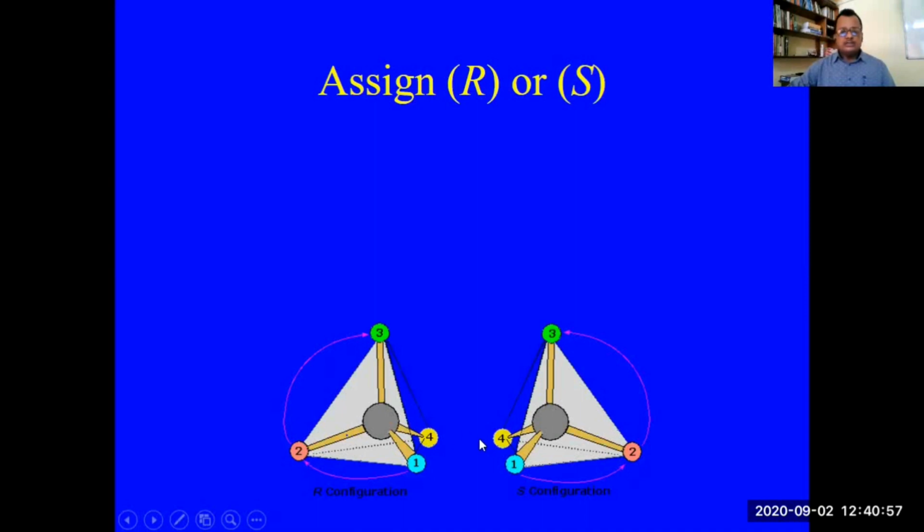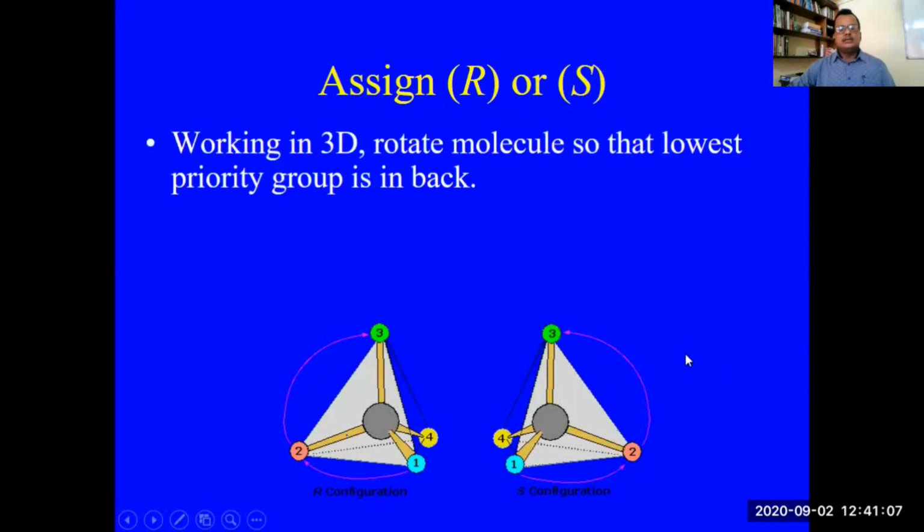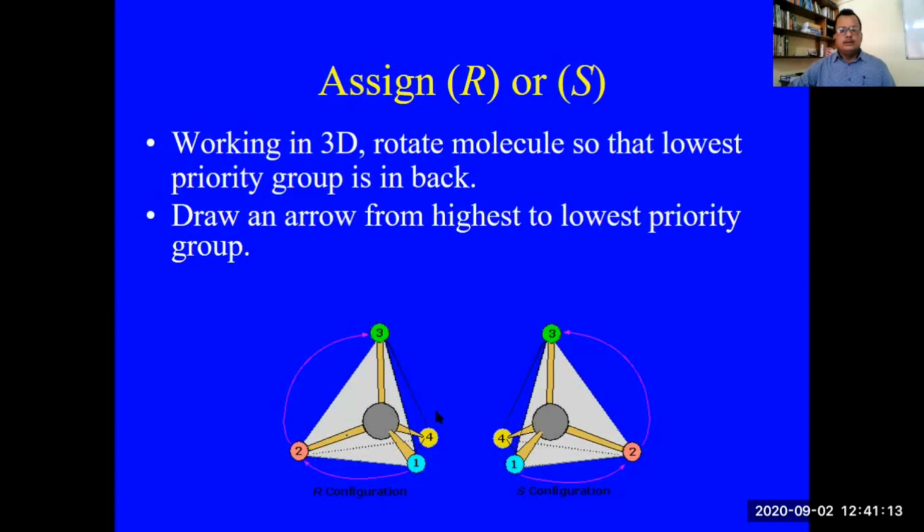Here is the mirror image. 4 is projected backward, it is away from you, and the sequence 1, 2, 3 is anti-clockwise, so it is sinister. So I hope it is clear. Stereochemistry is not so tough, it is very easy. I am trying to make it easy so that you can understand it.